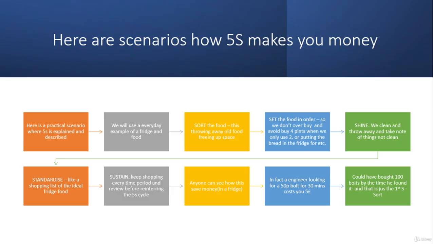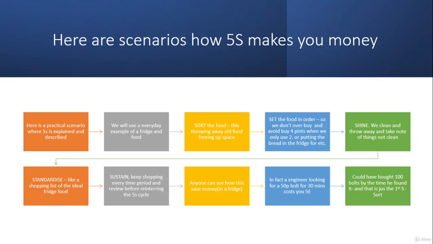Next, we'd shine. We'd clean and throw away and take note of things that aren't clean. So we'd clean up any spillages, any dirt, any dust. Once we have it the way that we like it, we'd write a standard. I like to see this as a shopping list. Once you have your shopping list, you can sustain it. Sustaining is reviewing the shopping list and reviewing what's inside the fridge to make sure that the standards have been sustained. And anyone can see how this can save us money in the fridge.